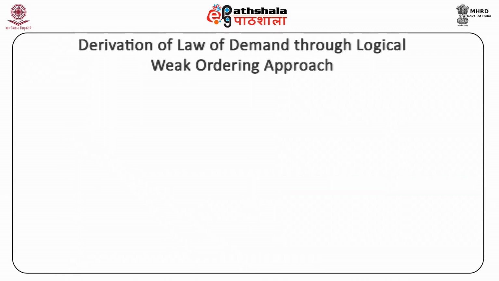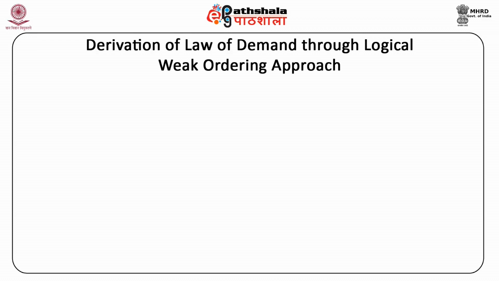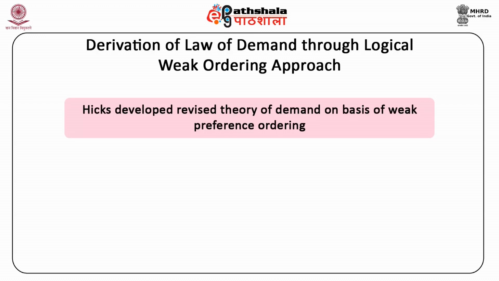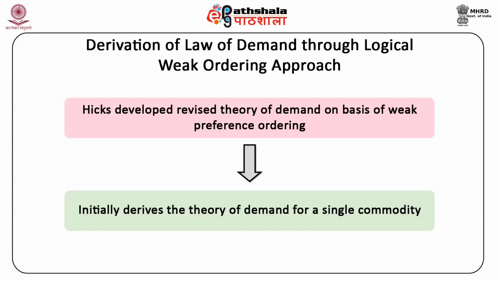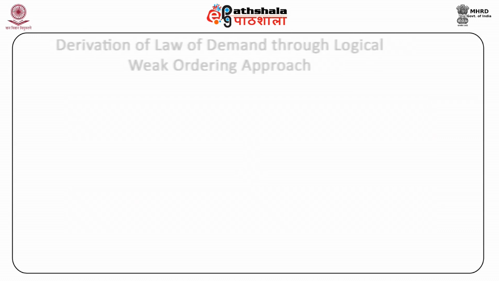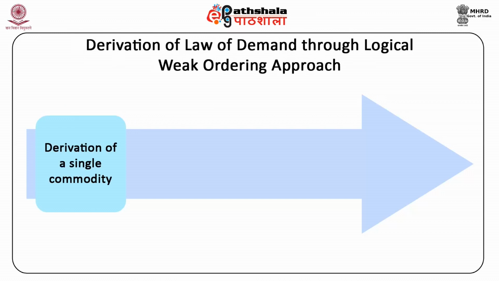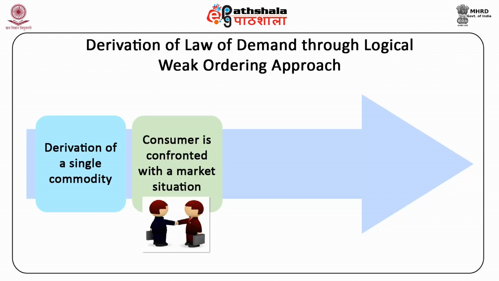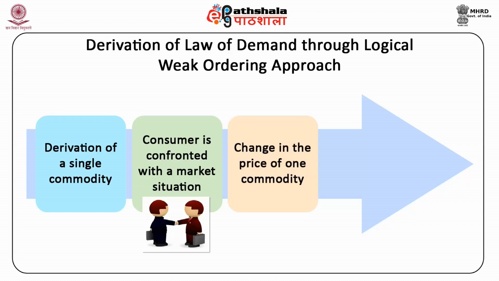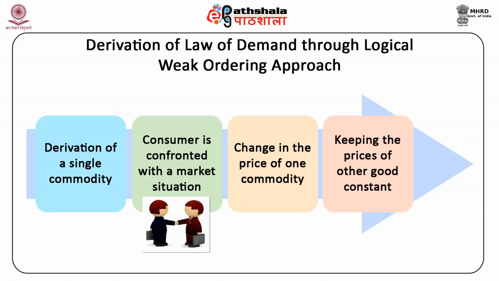Next, we shall understand the derivation of law of demand through logical weak ordering approach. Hicks developed his revised theory of demand on the basis of weak preference ordering along with additional hypothesis and the direct consistency test. He initially derives the theory of demand for a single commodity. In the derivation of a single commodity, the consumer is confronted with a market situation where there is a change in the price of one commodity only, keeping the prices of other goods constant.